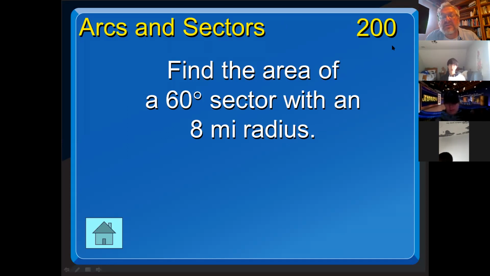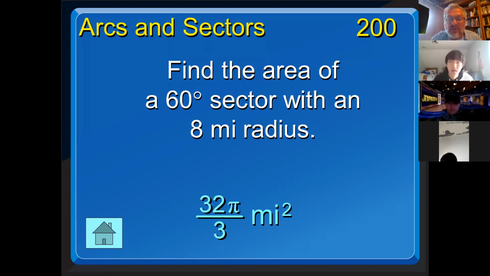All right, 32 pi over 3. What's your unit of measure though? Miles squared. So the answer is 32 pi over 3 miles squared, and that is the correct answer. So that gets you up to 900.